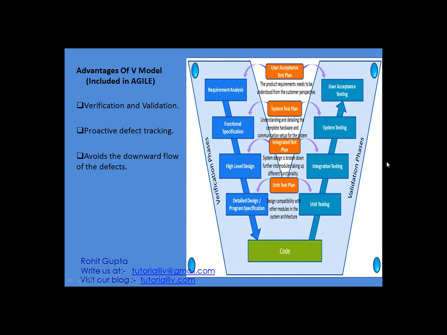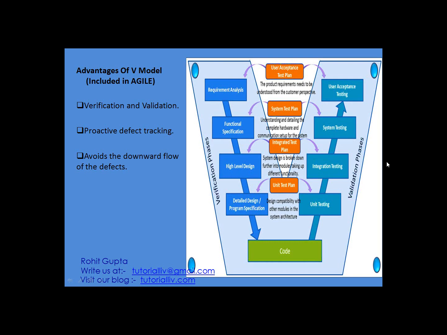Now the second one, proactive defect tracking. Yes, we use tools like Jira, different tools that have the ability to track the defects and the progress of those defects. So we proactively track the defects. If something comes up during development, we are able to resolve the defect within a sprint or within a phase, you can say. This avoids the downward flow of the defect.